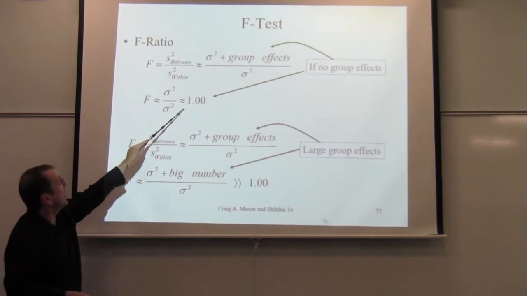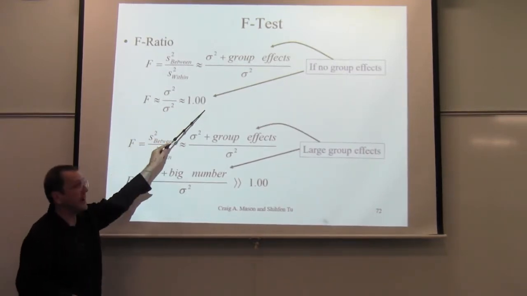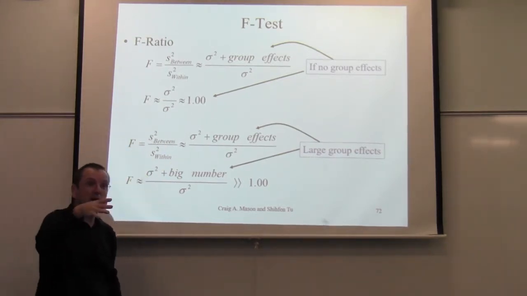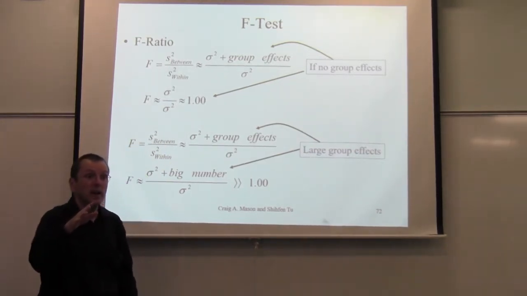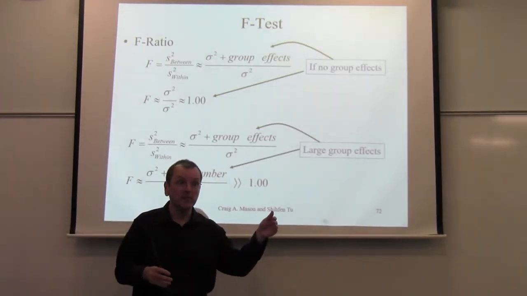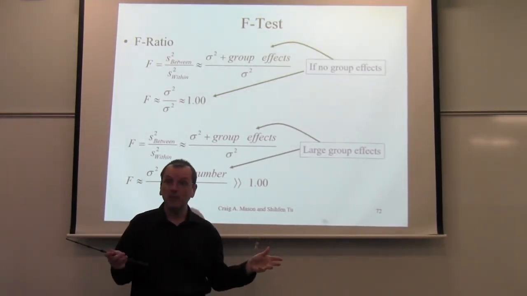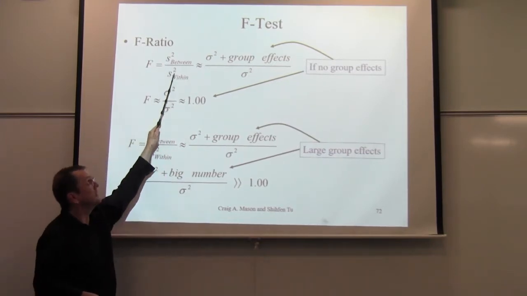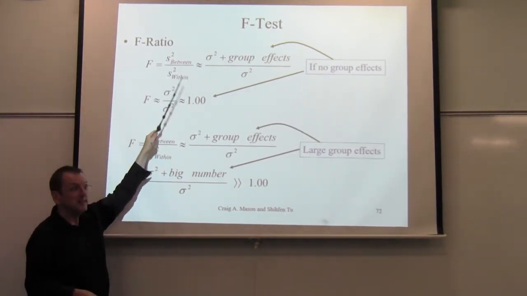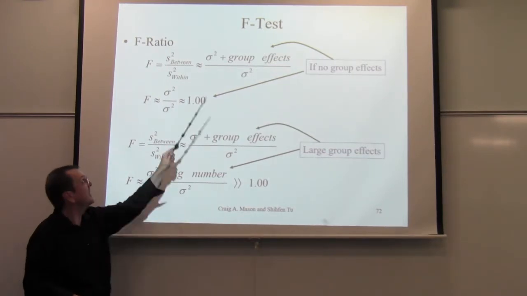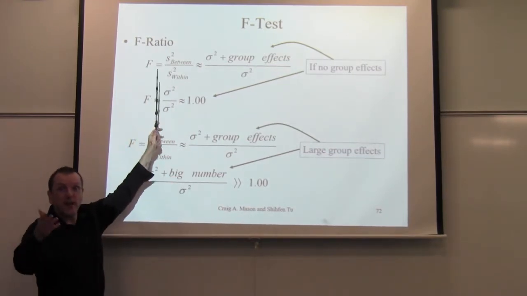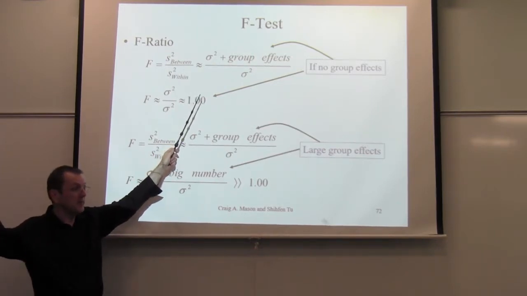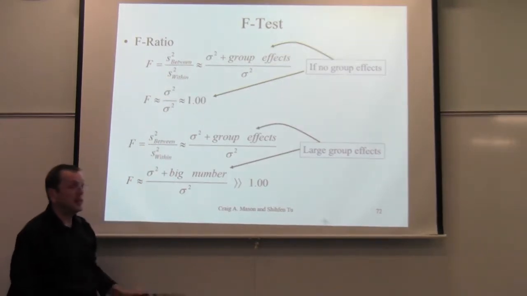Anyway, if there's no effect, F will kind of flutter right around 1. Now, as I said, F can go less than 1. Can F go less than 0? Can you have a negative F? How do we calculate F? Oh, no. Why? Because you're squaring it. They're squared values. F can never be less than 0 because it's a squared number. Variance is a squared value. So no, F can never be less than 0.